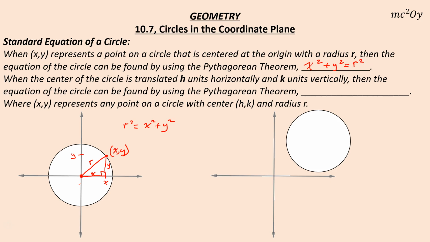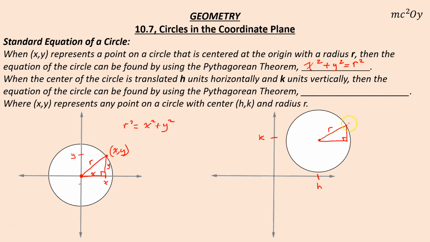When the center of the circle is translated h units horizontally, in other words, taking the center and moving it out to here, we've moved h units horizontally and then k units vertically, so we move up to k. That means now our center is at (h, k). And if we have that same radius r, we want to sketch a right triangle in there.